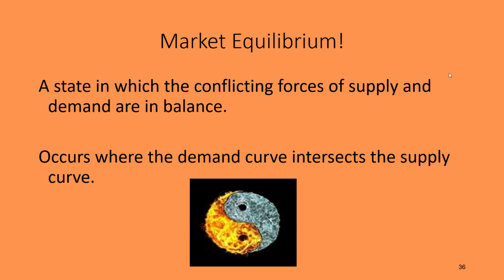So here in part 3, we're going to put demand and supply together and create what we call a market equilibrium. And a market equilibrium is a state in which the conflicting forces of supply and demand are in balance.